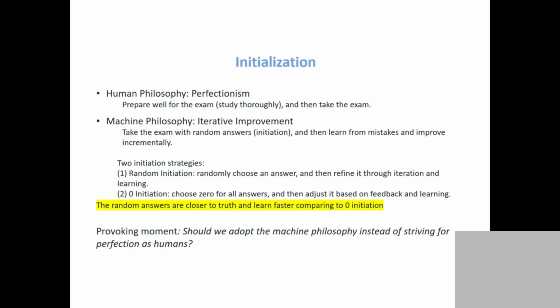When a machine does the exam, it just randomly answers, while a human will study and then take it. Basically, a random answer will get closer to the truth faster compared to just giving a constant answer. And then, sometimes, I do a lot of machine learning.